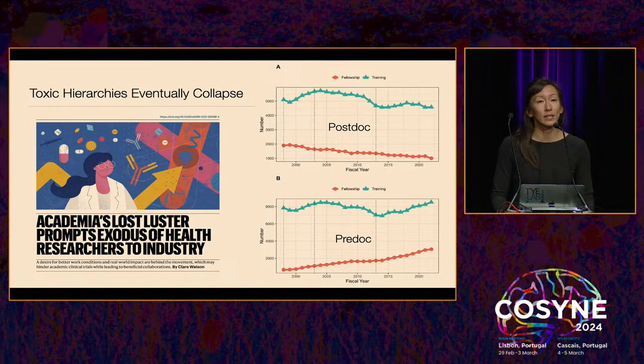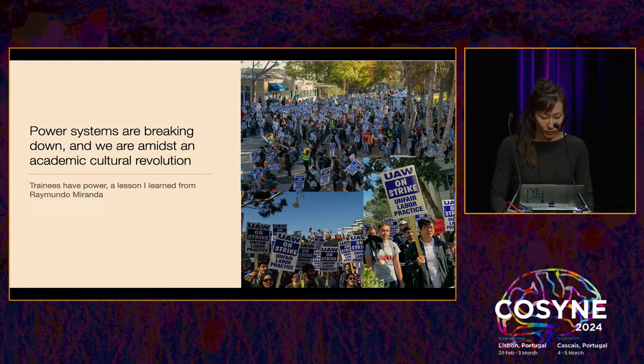But toxic hierarchies eventually collapse, they poison themselves, and by treating our trainees or each other in ways that make each other feel devalued or not respected or not important, we are crumbling our foundation at our feet. We are creating a toxic environment where there's a mass exodus of academics leaving academia, going to industry. You can see this in the pre-doc funding graph from the NIH in the US. There are still lots of people getting PhDs, but in terms of postdocs, it's plummeting. There are fewer and fewer postdocs that want to stay in academia. And so it's not very surprising to think about why this is happening.